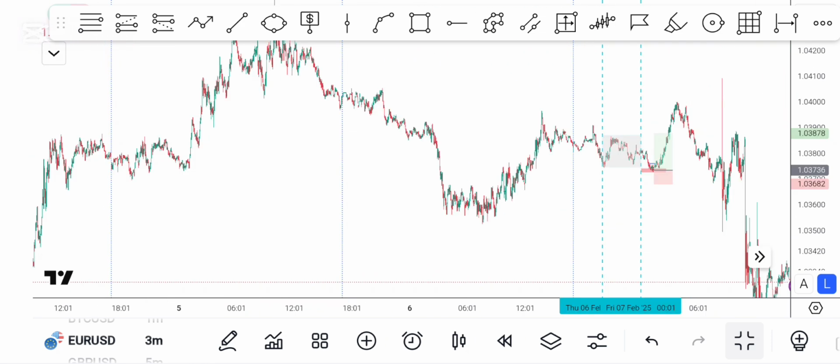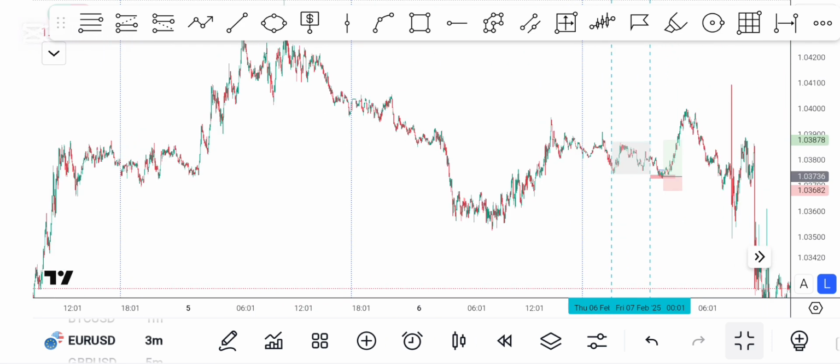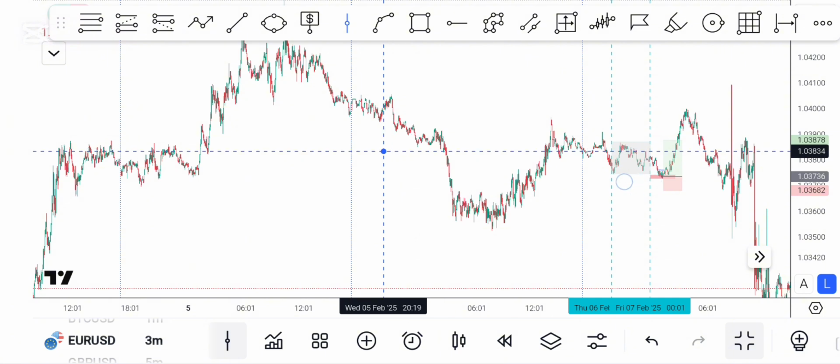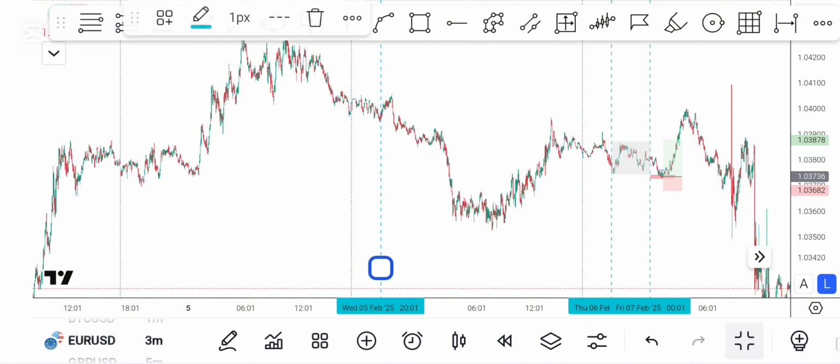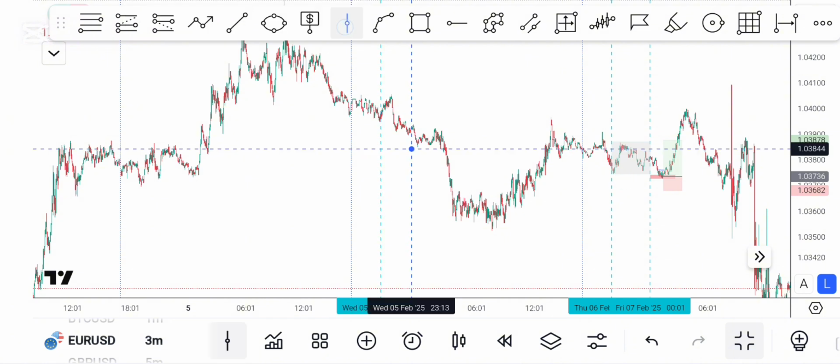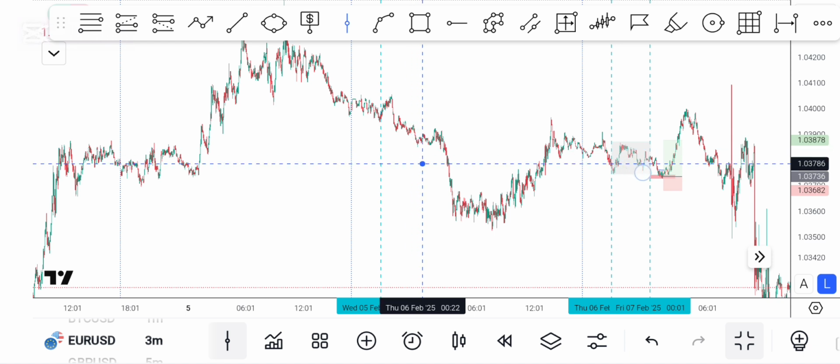So let us look at the previous day and see what happened. We are going to do the same thing. What you are going to do is look for 19 hours or 20 hours, which is 8 p.m. You can use 19 hours, like I said, it's still totally okay. And this is the midnight open, like so.